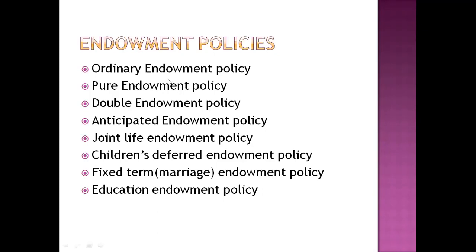So we have different types of endowment policies. The first one is the ordinary endowment policy. Under this policy, the amount becomes payable on the expiry of the term of the insurance contract, or in case of the death of the assured person, but before the maturity, right? The assured is required to pay premium throughout the term of the insurance or up till the death of the person.